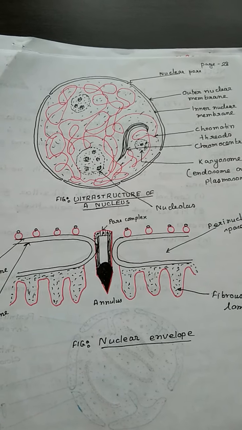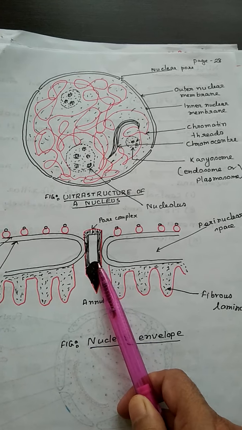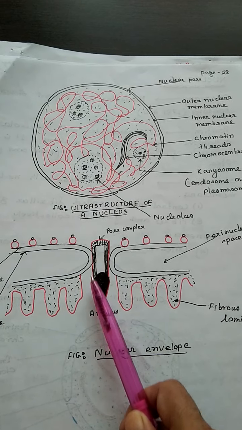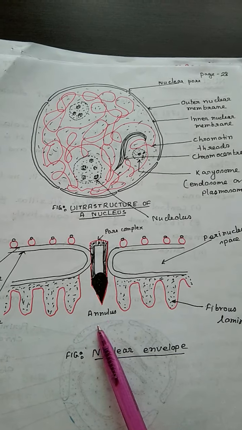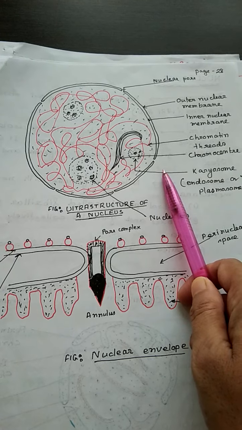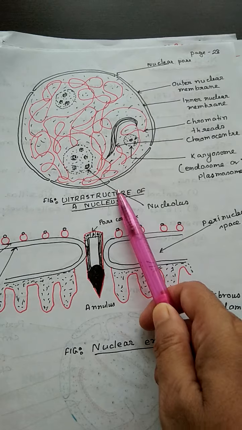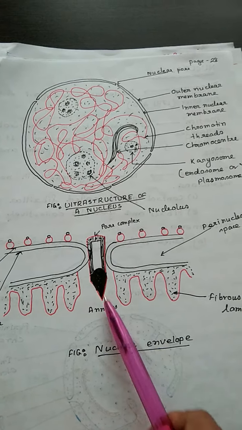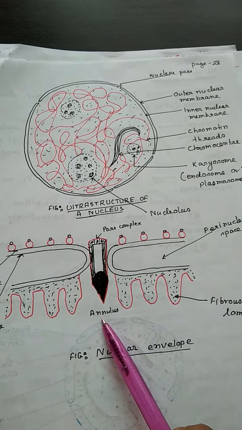Okay, and the fibrous lamella. The two membranes are separated by a fluid-filled perinuclear space, and this membrane is porous, as all of you know. Pores are filled with a cylindrical structure which is known as the annulus. Within this pore, this structure is present which is known as the pore complex, and this total structure is known as the annulus.